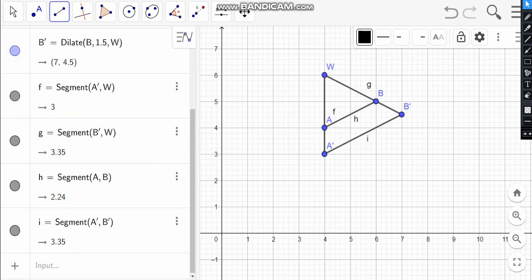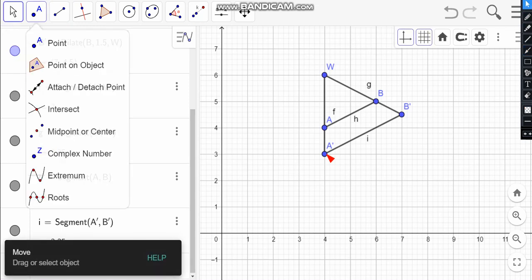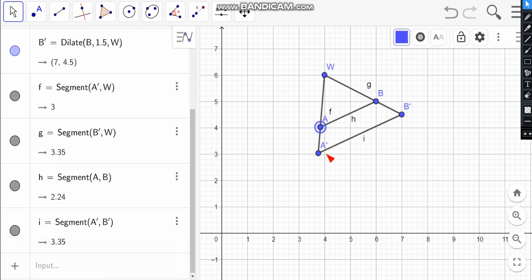Why? Because from Thales, you have two similar triangles. You can say omega A prime over omega A equals omega B prime over omega B equals A prime B prime over AB. That's why not only omega A prime equals k omega A and omega B prime equals k omega B, but also A prime B prime equals k AB. So if you move the point A wherever you want, AB and A prime B prime are always parallel and have the same ratio k.